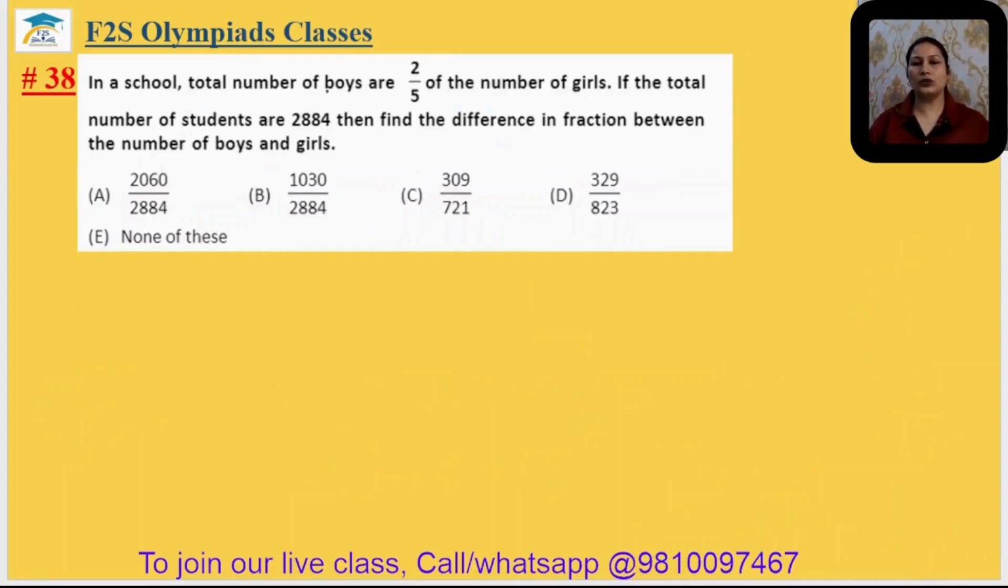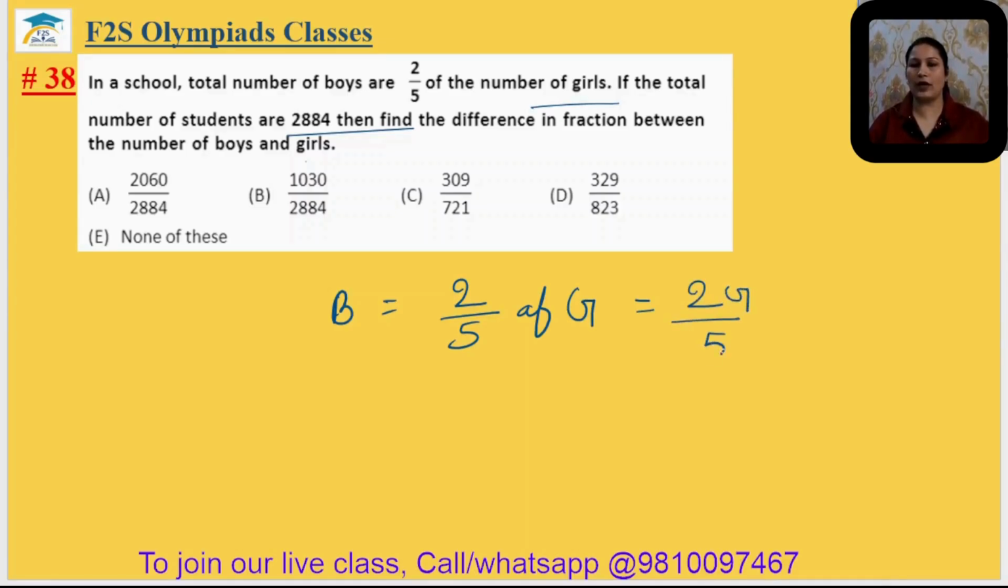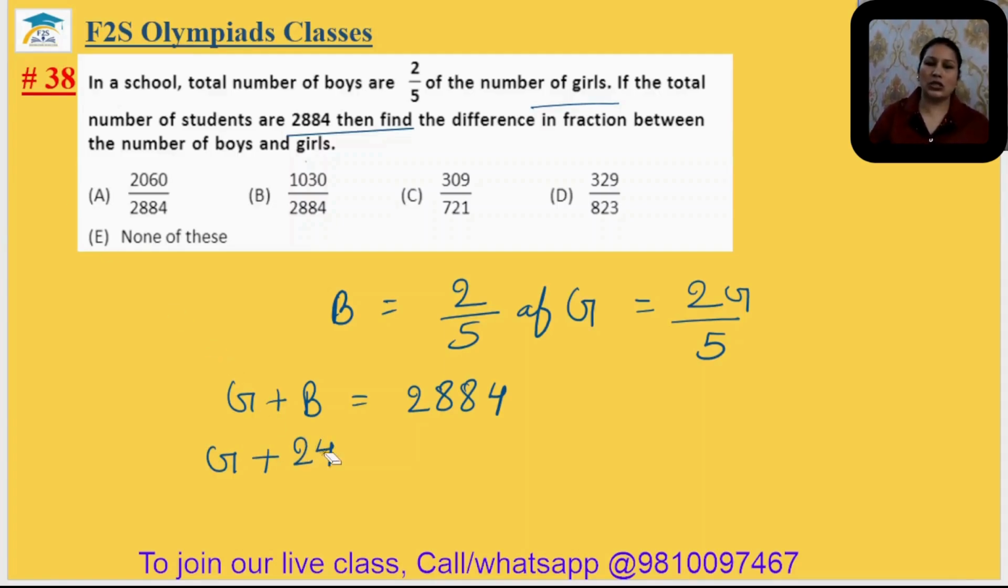38. In a school, the total number of boys is 2 by 5 of the number of girls. If the total number of students is 2884, then find the fraction between the number of boys and the number of girls. So boys equal 2 by 5 of G, girls. We can write 2G by 5. Now girls plus boys equal 2884. So G plus B can be written as G plus 2G by 5.